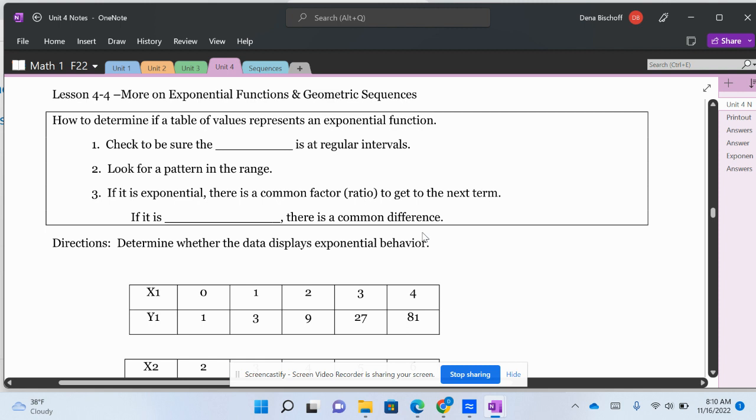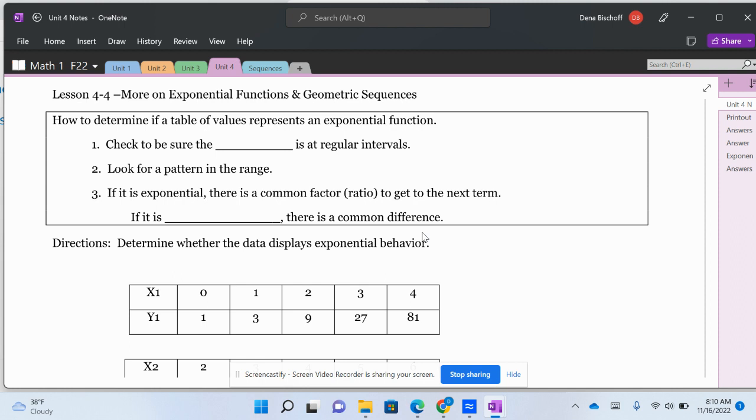So we are going to talk about more with exponential functions, okay? We're just going to keep practicing what we know. So how do you determine if a table of values represents an exponential function?